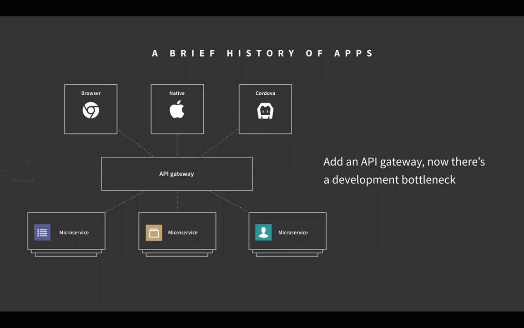On the other hand, it becomes somewhat of a bottleneck, because now you can't easily add a feature to one of these apps without adding it to the API gateway, or you have to go around it, which is also not ideal. And because this API gateway is just one thing, it also isn't really optimized for any of the clients that are talking to it.